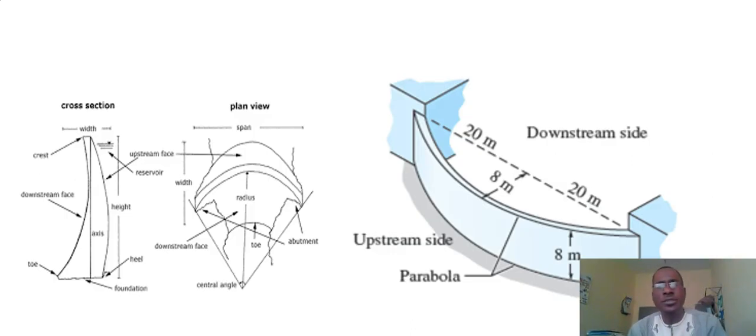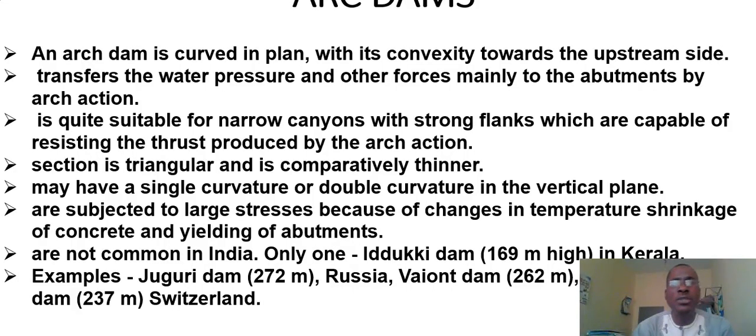You can see the structural design for the arch dams. Why is it called an arch dam? It is called an arch dam because it has a curved plan with convexity towards the upstream side and transfers water pressure or other forces mainly to the abutments by arch action. It's quite suitable for narrow canyons.